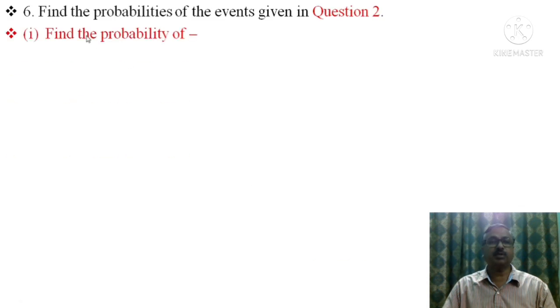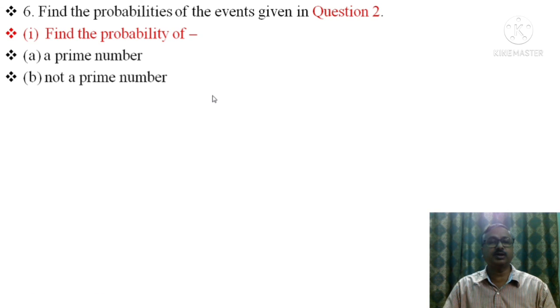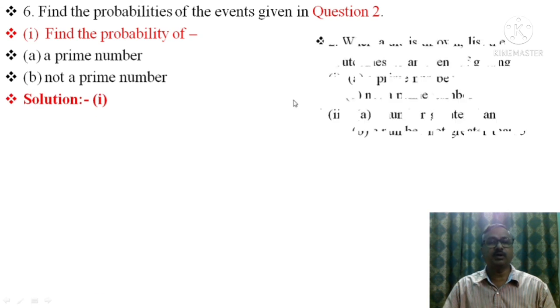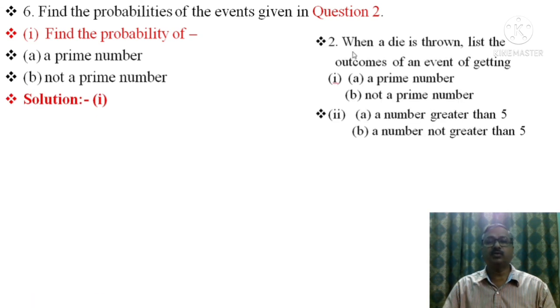This is question number 6. Find the probability of the event given in question number 2. In question number 2, what were the conditions given? We have to find the probability of a prime number, not a prime number. So this is question number 2 actually. When a die is thrown, list the outcomes of an event. Here the question was only to list a prime number, but here we have to find the probability of a prime number.